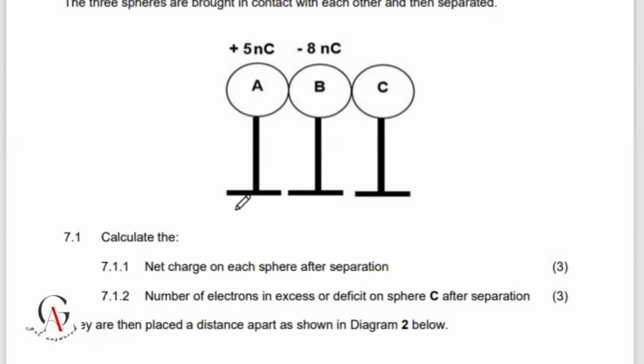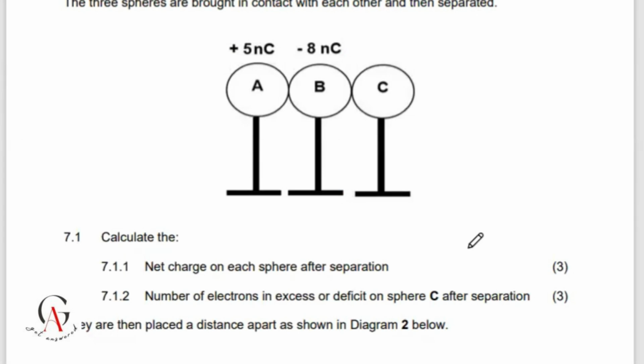3 identical spheres. We have A, we have B, we have C, are placed on plastic stands as shown in the diagram below. The charge on A is +5 nanocoulomb, B is -8 nanocoulomb, and then C is neutral. The 3 spheres are brought into contact. Then they want us to get the net charge after separating.